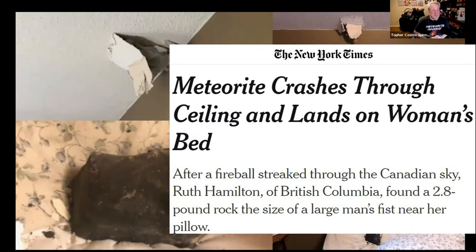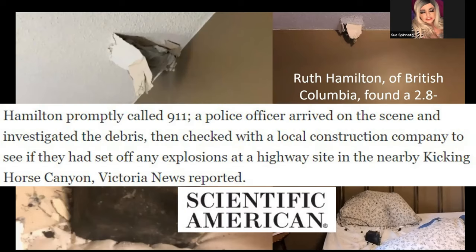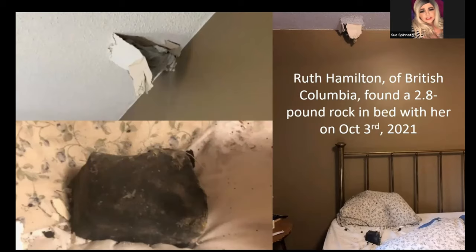Does anyone know the story of Ruth Hamilton? Well, I know that they initially thought that it was possibly construction blasting. So the police checked with the construction company and they weren't working that day. So they didn't want to just jump to conclusions saying it was a meteorite right away. So I know that part of it. But it landed within a few inches of her.